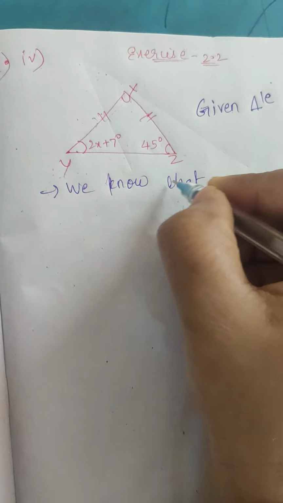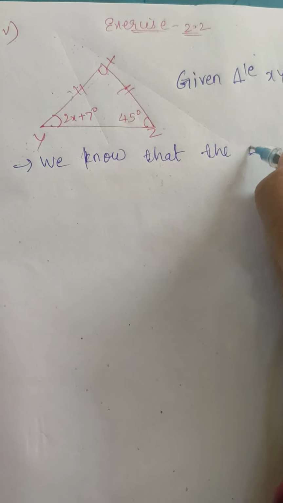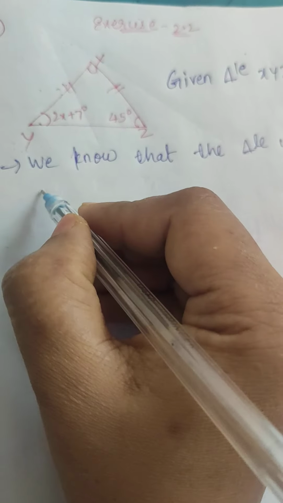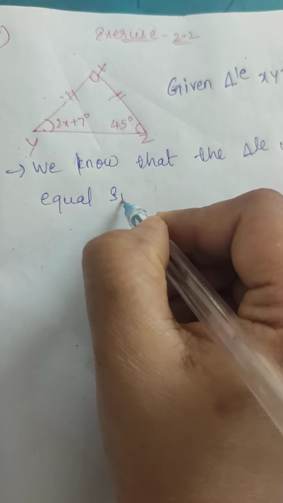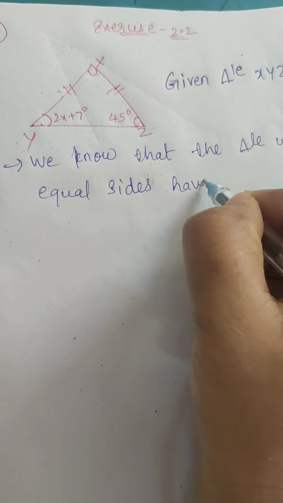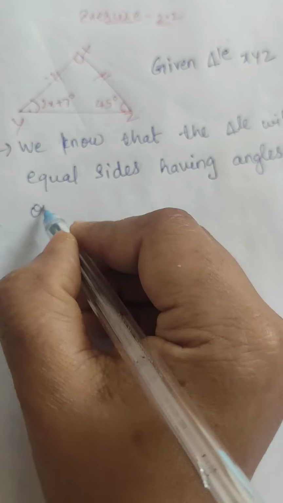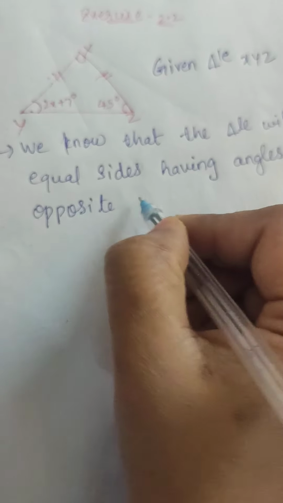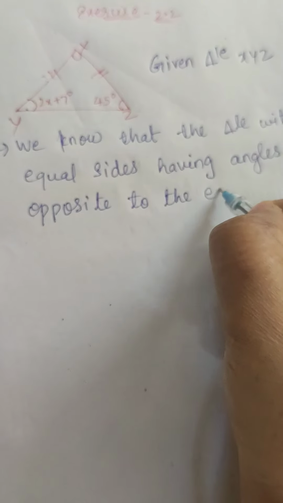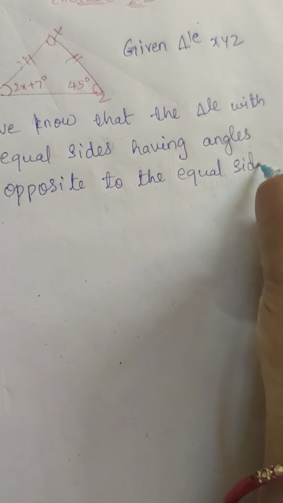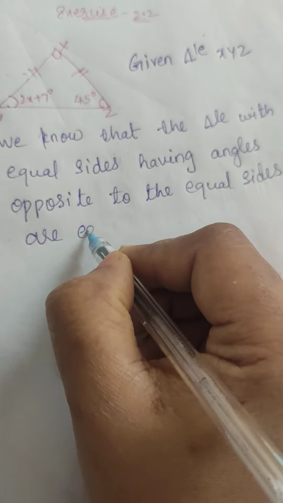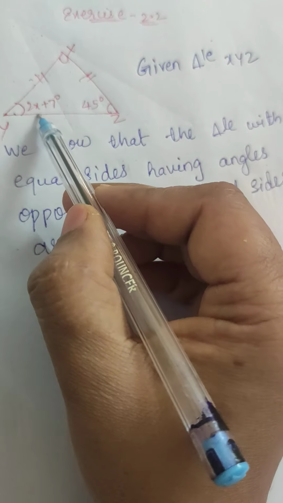We will write down that we know that a triangle with equal sides has angles opposite to the equal sides that are equal. By using this concept we will solve for x here.